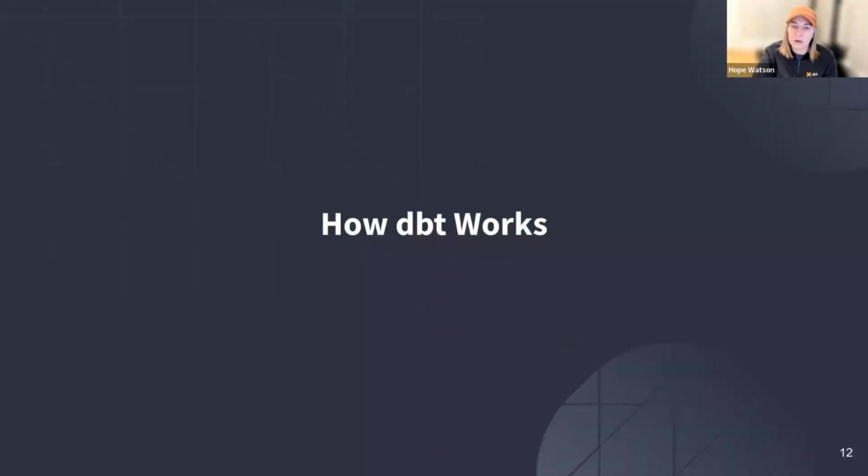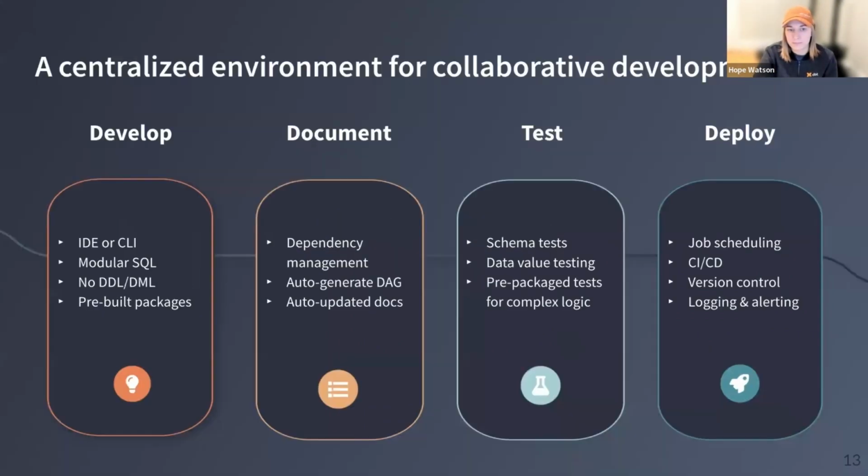So how does dbt work? What are the things that we're thinking about when we're interacting with dbt? There are 4 main pillars that we're thinking about to create this centralized environment that allows dbt to work the way it does. So we have development, documentation, testing, and deployment. We don't need to generate our create table statements. dbt does that for us, and it automatically handles the DDL and DML.